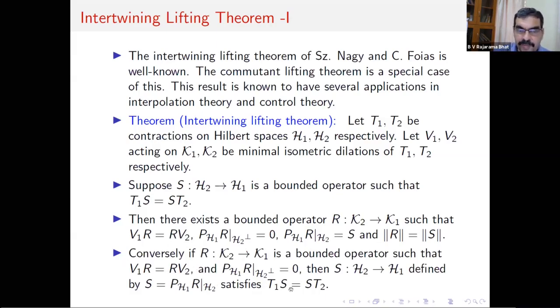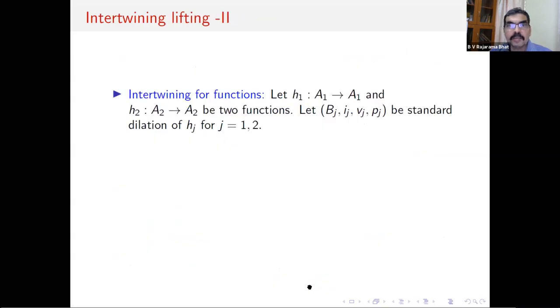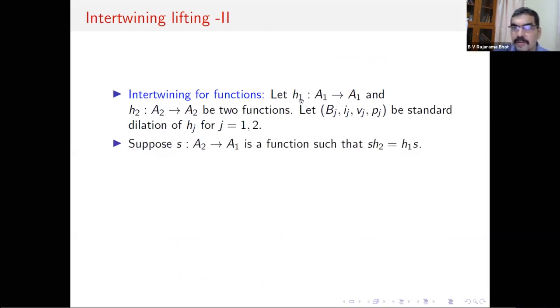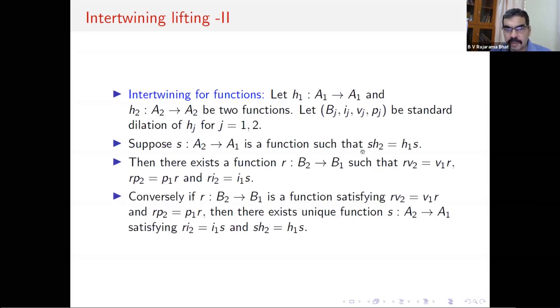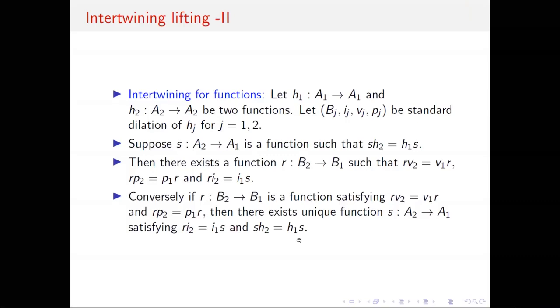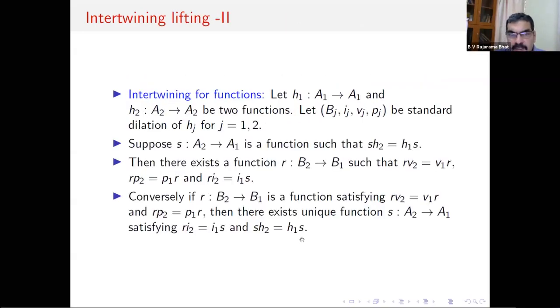Okay, if you have an intertwiner at that level, with these additional conditions, then you can compress it back and you get an intertwiner at the level of contractions. Okay, so the intertwiners can be lifted. So we want to have intertwining lifting for functions, and that is true. So here also we have two functions instead of two contractions and their standard dilations. And here I'm just going fast to say that the same thing is true. That is, S is an intertwiner between H1 and H2, these functions. Then you look at the standard dilations for both H1 and H2. There will be an intertwiner function like R. Conversely, if you have an intertwining function at the level of dilation, then you can compress it and you will get one. It is very nice, it's a perfect analogy here.